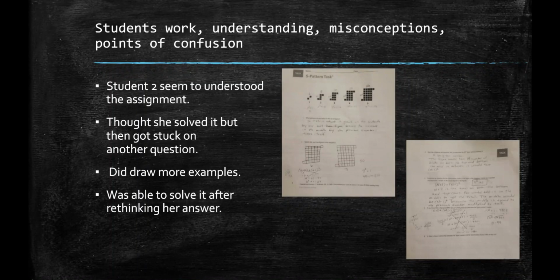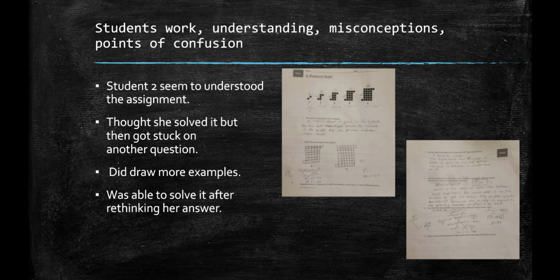And now for student two, their work. Student two seemed to understand the assignment. She thought she solved it, but then she got stuck on a certain problem. So she did get an expression. Her expression was parentheses n times 2 plus parentheses n minus 1 squared. And she explained how she got it.